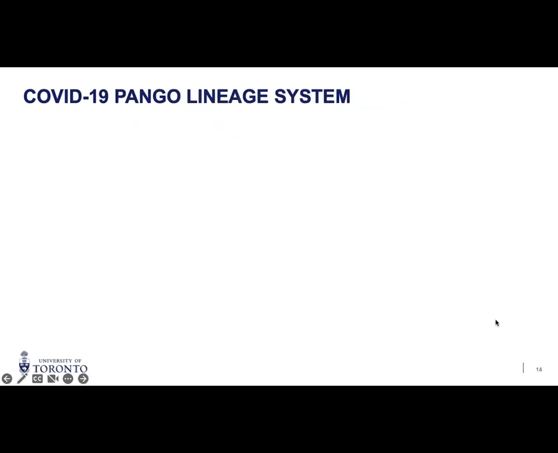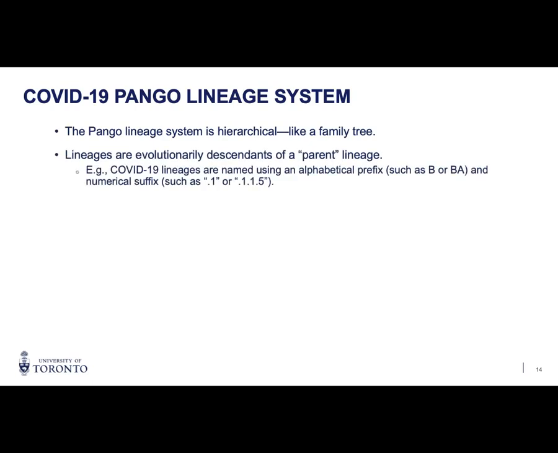So the Pango lineage system allows us to be more specific in classifying lineages and sublineages of variants, because we will come to a point when we run out of Greek letters to assign to variants of concern. So the Pango lineage system is hierarchical, like a family tree. Lineages are evolutionarily descendants of a parent lineage.